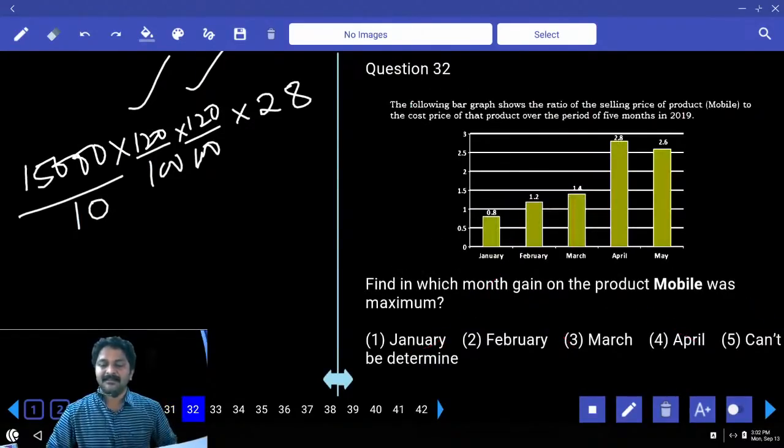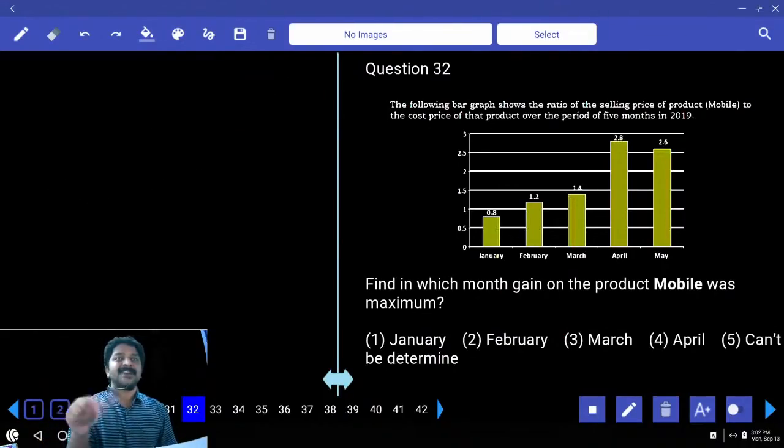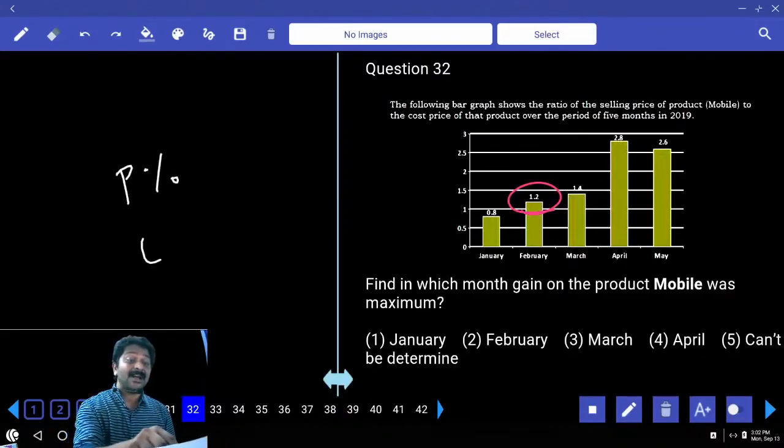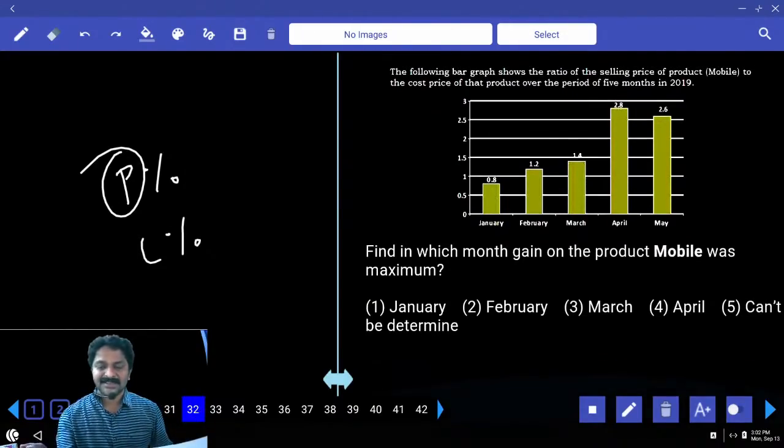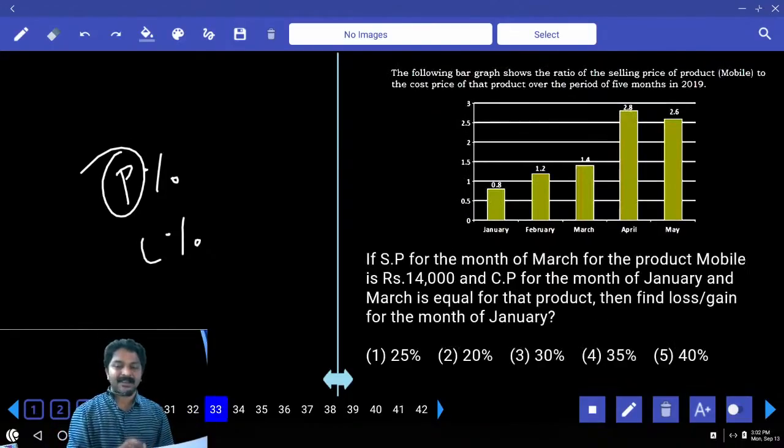Next, find in which month the gain of the product mobile was maximum. Were you asked to calculate gain percentage or gain? Gain in the sense profit only. So by using only the ratio, can we calculate how much is the cost price, or how much is the selling price, or how much is the profit? We cannot calculate. We can definitely calculate profit percentage or loss percentage when the ratio is mentioned. But we cannot calculate how much is profit or how much is loss when only the ratio is mentioned. Is it clear? So fifth option, final answer, cannot be determined.